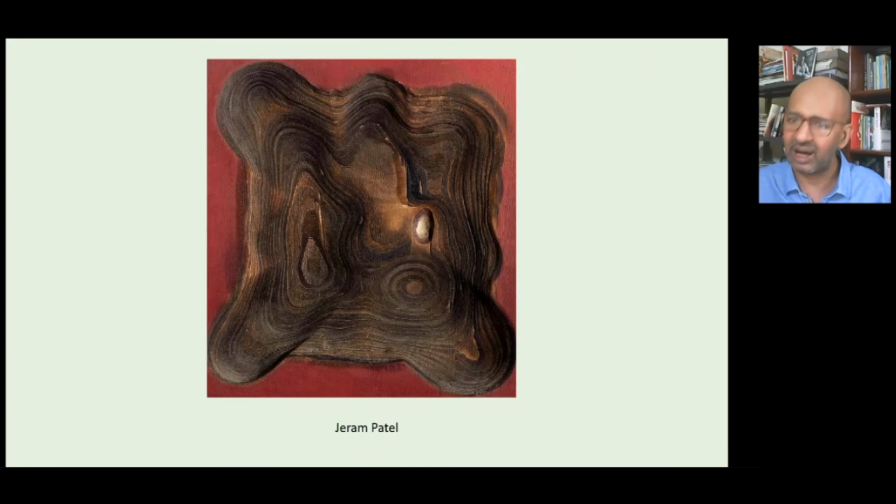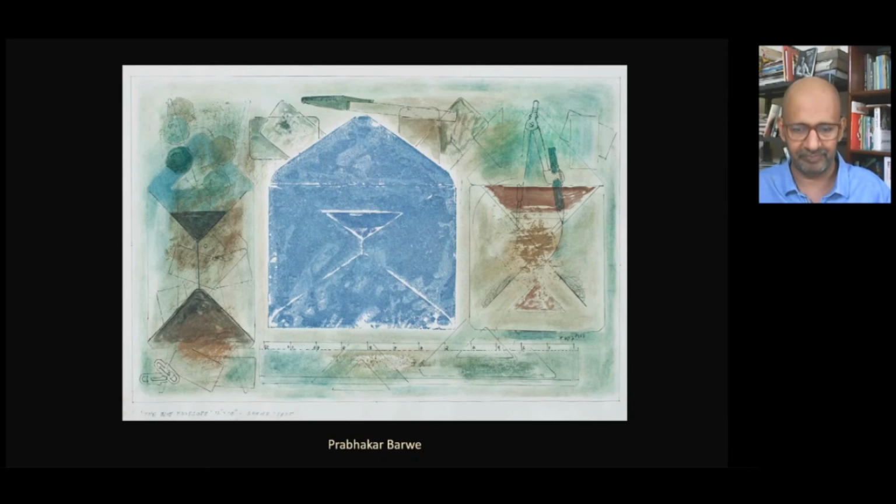So you can see how not only the form, even the technique of working, the painting, the pattern, the texture, all these things are being explored and exploited by many abstract artists.